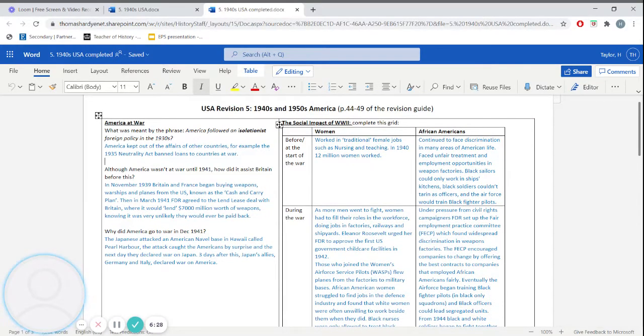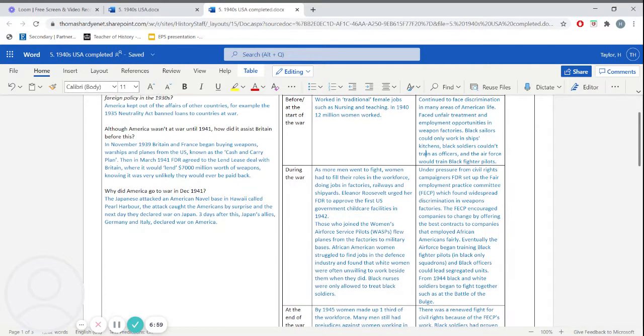In the case of African Americans, they continued to face discrimination that they had been facing since before the war, in many areas of American life. They faced unfair treatment in employment opportunities in weapons factories. Black sailors could only work in ships' kitchens. Black soldiers could only train as officers, and the Air Force would not train black fighter pilots.